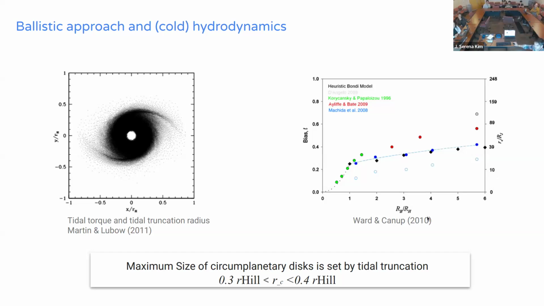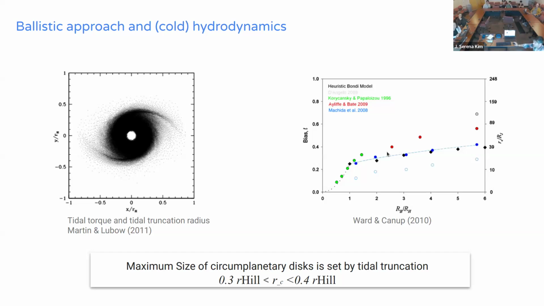This is a summary of circumplanetary disk formation, and a nice paper by Ward and Canup, where they compare the outcome from different numerical simulations with theoretical predictions. In this case, they show the angular momentum bias in terms of the Hill radius, which is also a proxy for the size of the circumplanetary disk, and it is in agreement with the predictions from tidal truncation simulations.